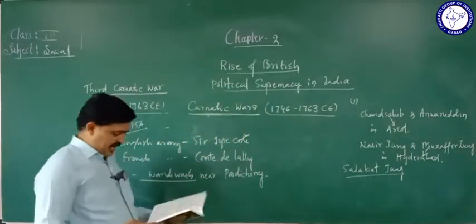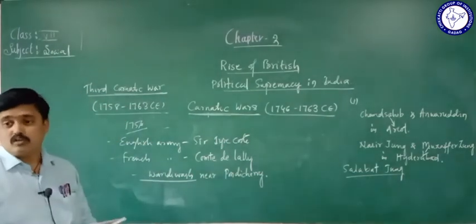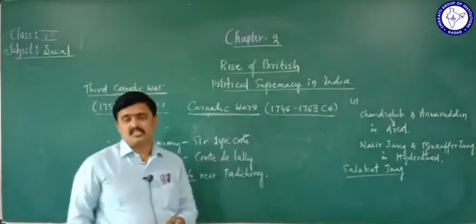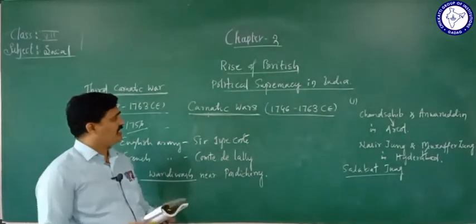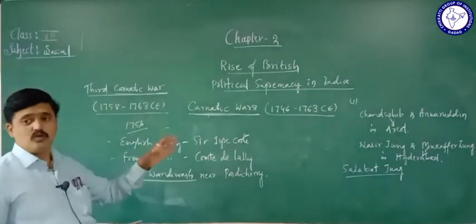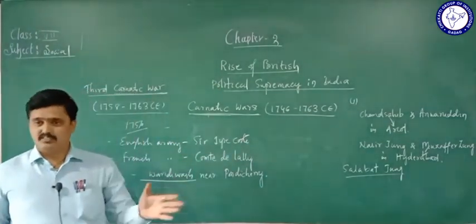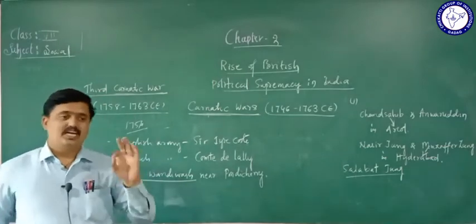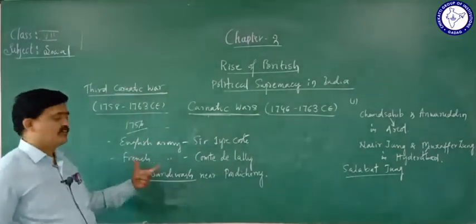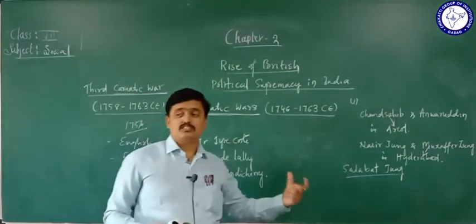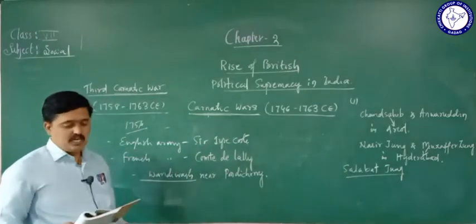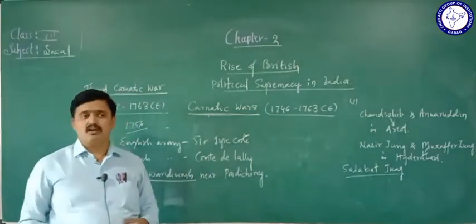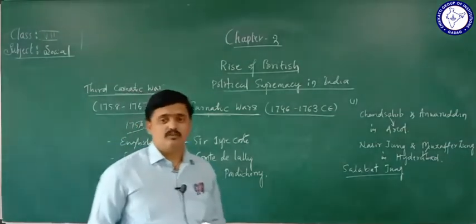And the French lost the battle. The French lost the battle in this Third Carnatic War and surrendered to the British. In the meanwhile, the Seven Years' War in Europe also came to an end. And the Treaty of Paris was signed between the British and French. It means the Third Carnatic War was ended by the Treaty of Paris.